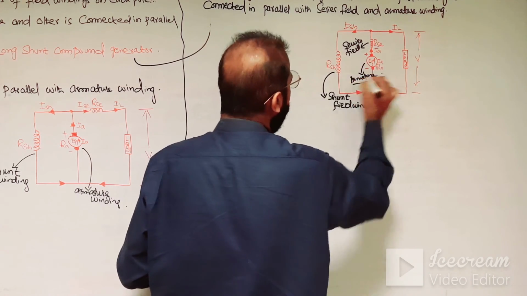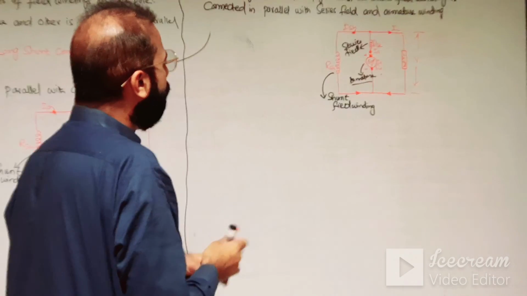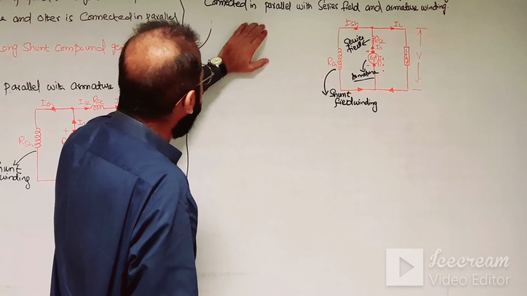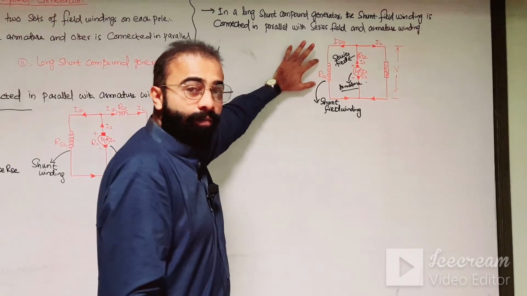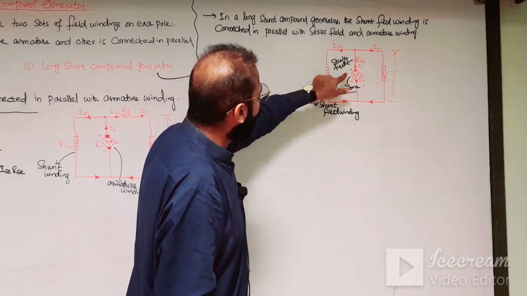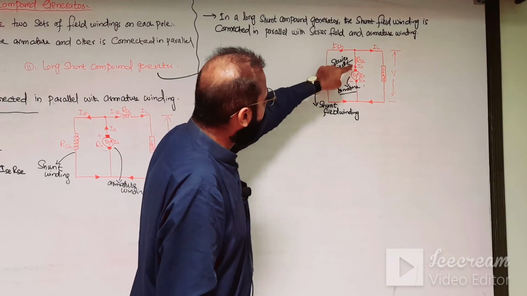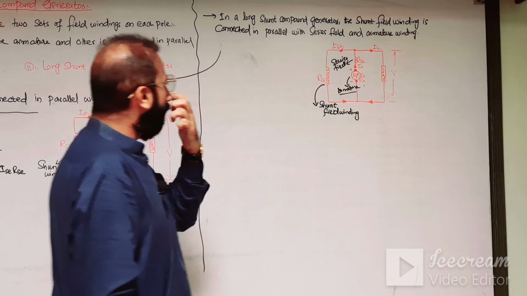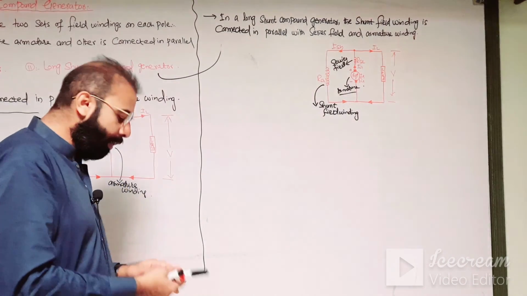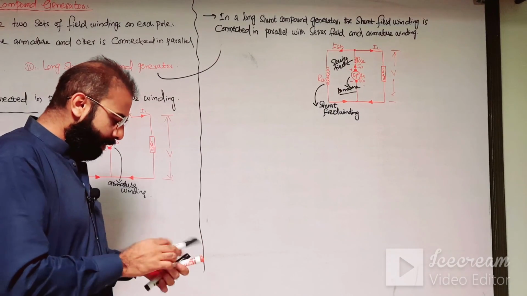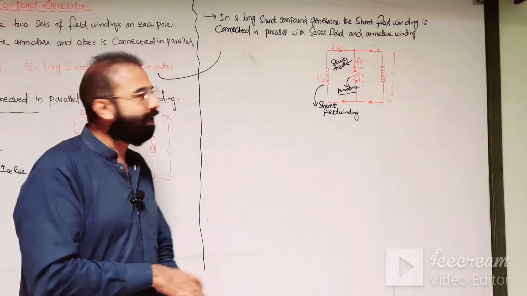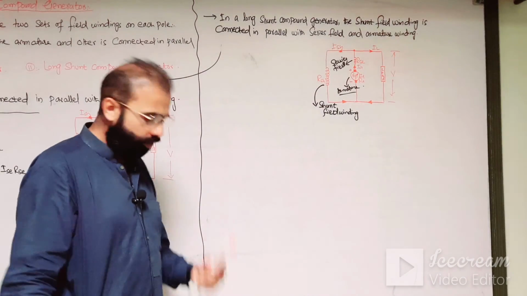Now as you can see, the definition which we have written on top of this circuit diagram is for the long shunt compound wound generator. So this shunt field winding is connected in parallel with the series field and the armature winding of the DC compound generator. Now let's write some mathematical formulas related to the long shunt compound wound generator.